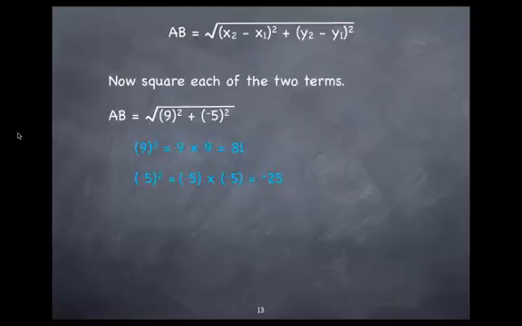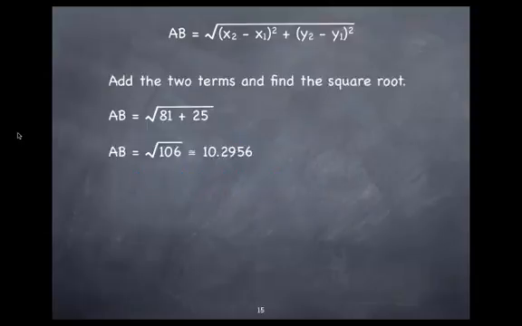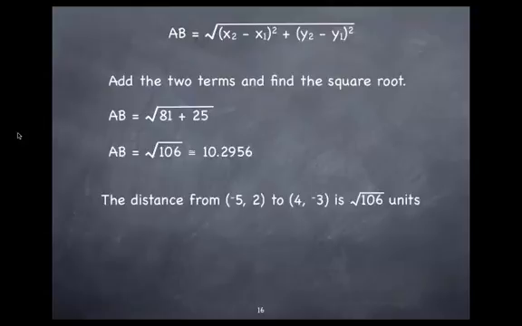9 squared is 9 times 9, which is 81. And remember that when you take negative 5 squared, it's negative 5 times negative 5, which gives you a positive 25. And 81 plus 25 is 106. And if you take your calculator and find the square root of 106, it's approximately 10.2956.